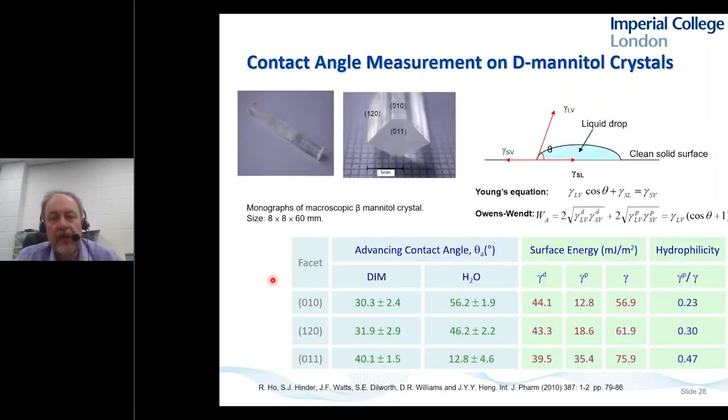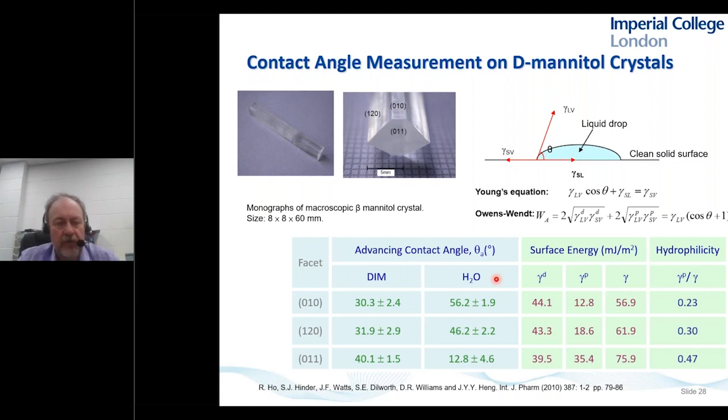So here we go. This is the contact angle measurement at the moment on D-mannitol crystals. We've got the crystals here, and you can see here, this is diiodomethane. This is my hydrophobic liquid. It's measuring the van der Waals interactions. And this here is water. It's measuring the acid-base or polar interactions.